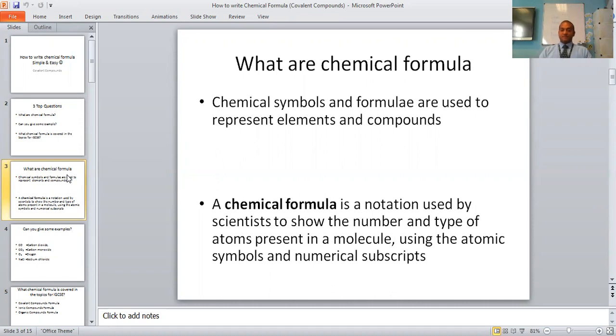The next one. Can you give some example of chemical formula? That is my second question. Very good. Some of you know some of them. Some of you are still figuring it out. It's fine. And the last question. What are the formula that is covered in our exam for the IGCSE?